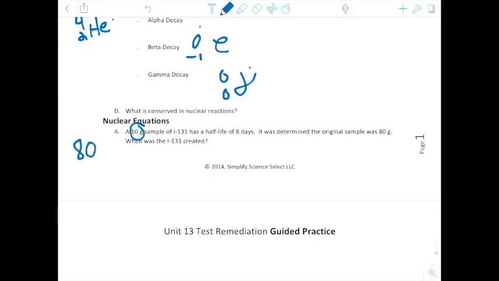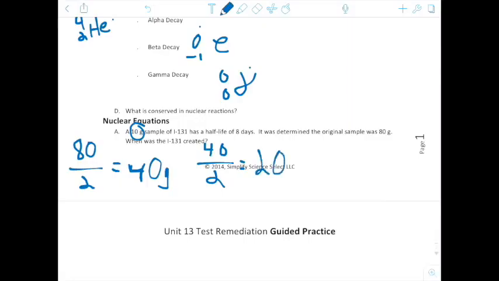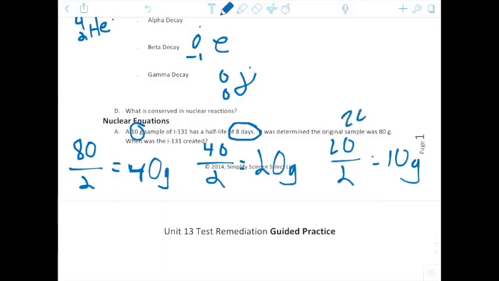So one half-life is when 80 gets divided by 2, and it turns to 40 grams. That's one half-life. Then another half-life would be when that 40 grams is divided by 2, and it gets turned into 20 grams. So that would be two half-lives. And when that 20 grams is divided by 2 and becomes 10 grams, it was 3 half-lives. So we have 3 half-lives, and if each half-life took 8 days, 8 times 3 would give us 24 days.